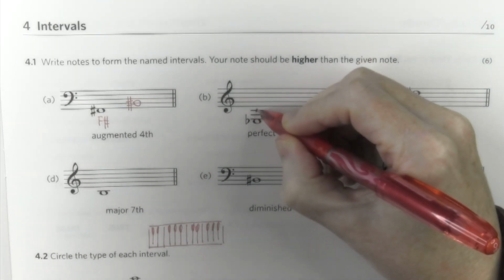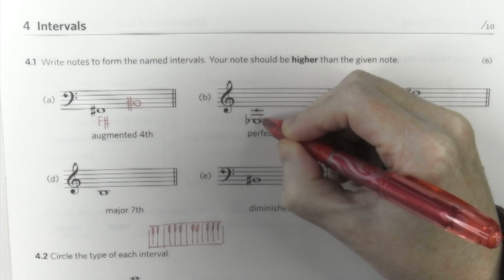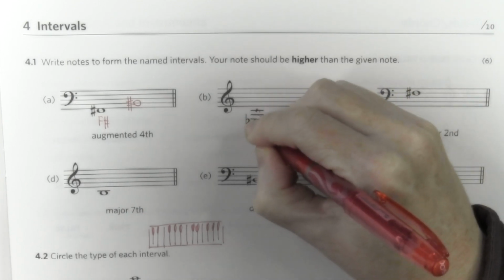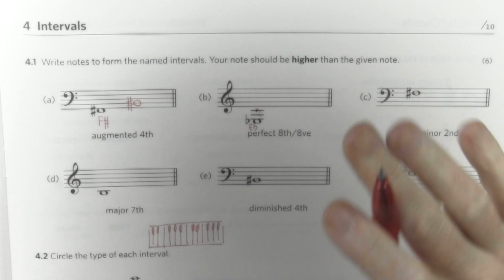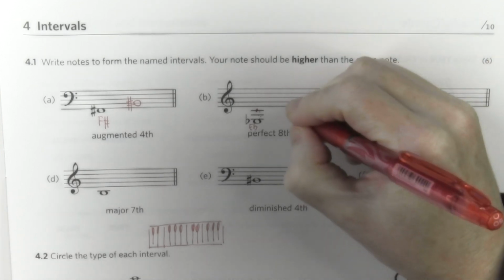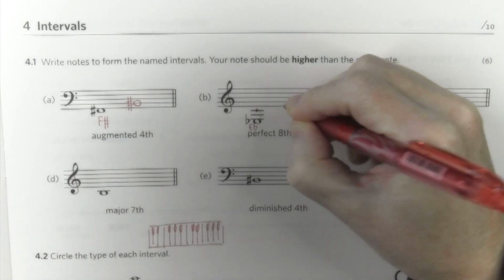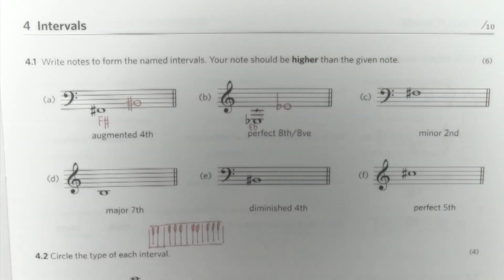This is middle C, Do, Si, La, Sol, Fa, Mi. This is Mi flat. Now, the perfect octave is my favorite. We just need to write an E flat above. Brilliant. I love it. I absolutely love it.